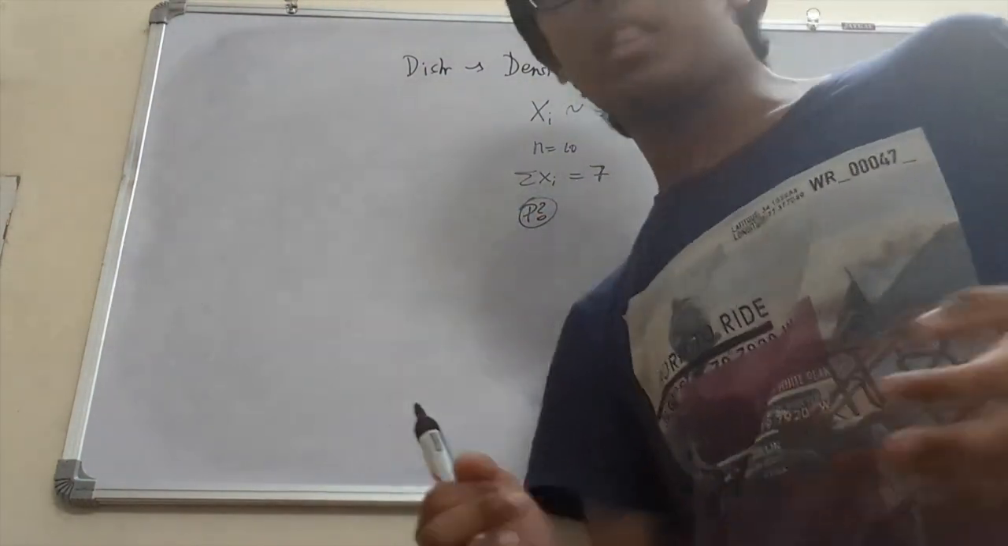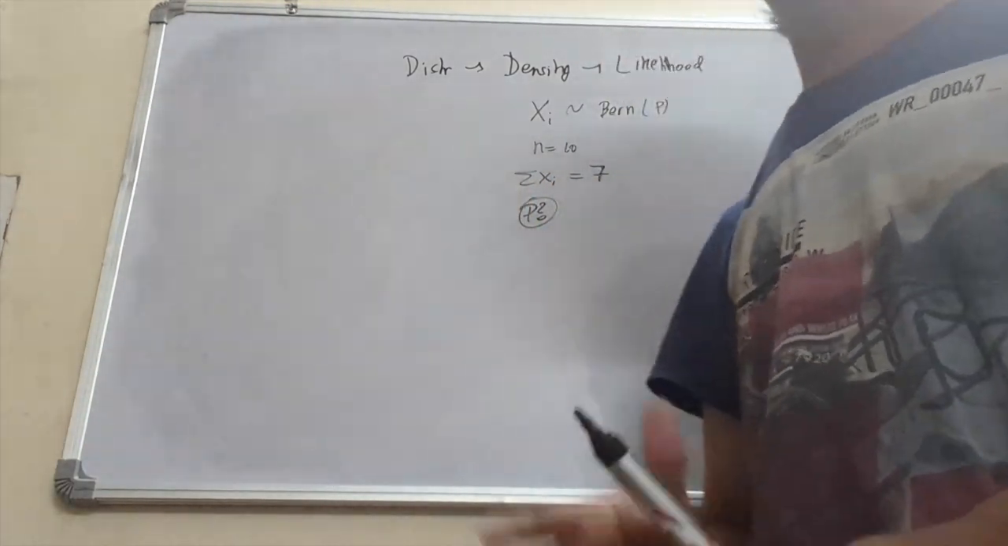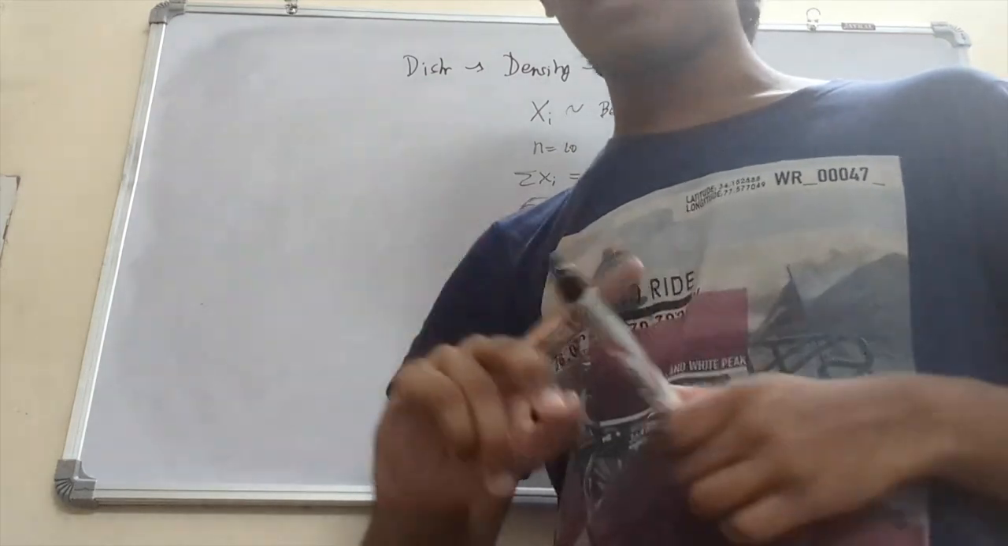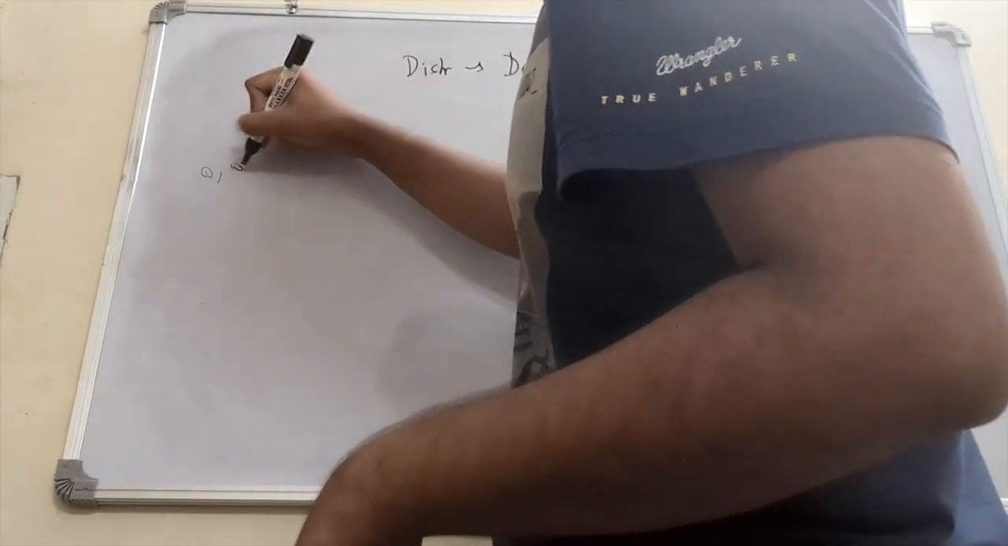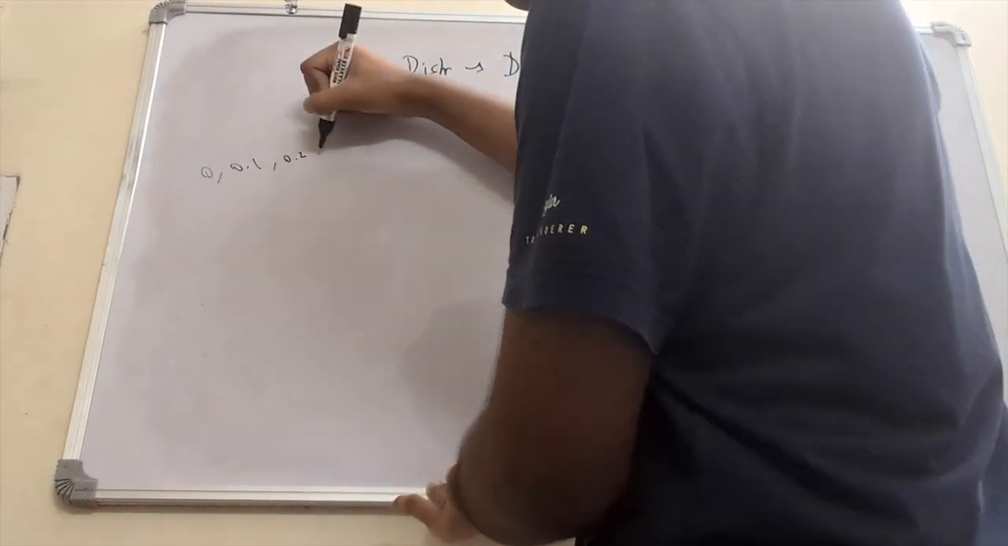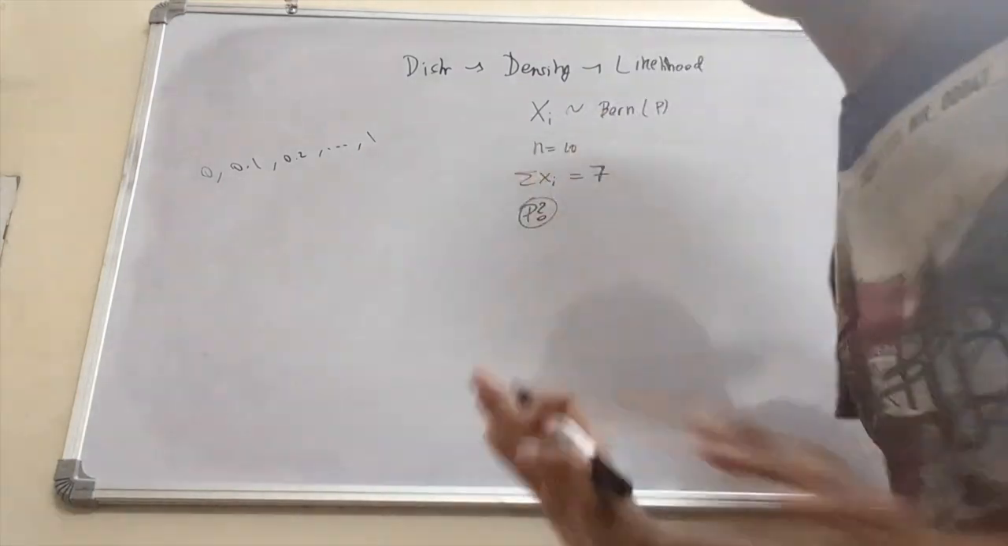Okay, so one thing we can do is we can just set a value of p. Okay, and let us just say that we are given that p's value is among 0, 0.1, 0.2, and so on till 1. Okay, this is the information we are given.